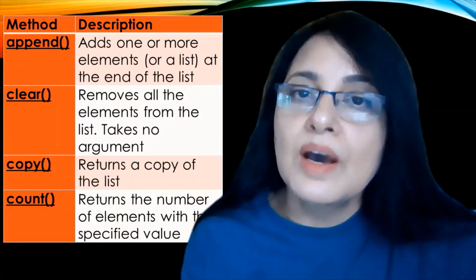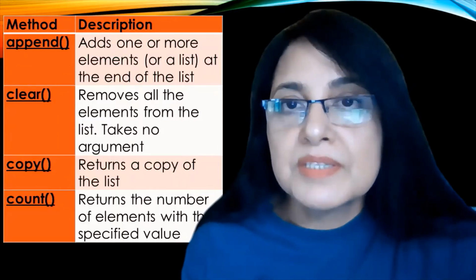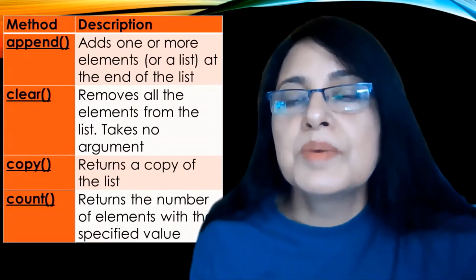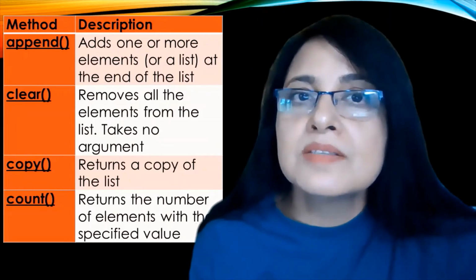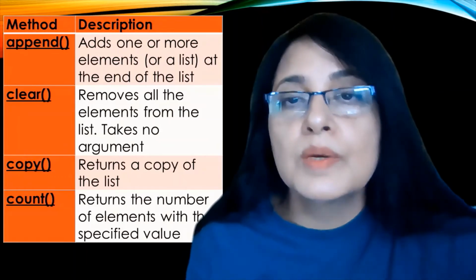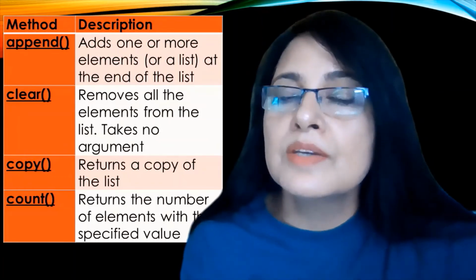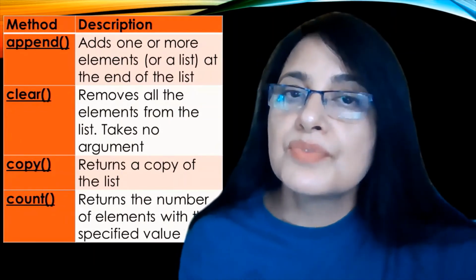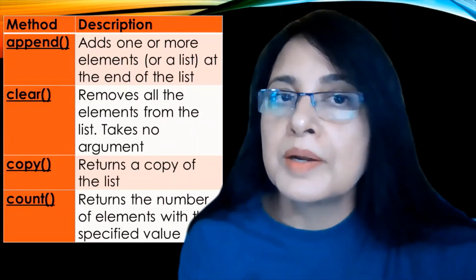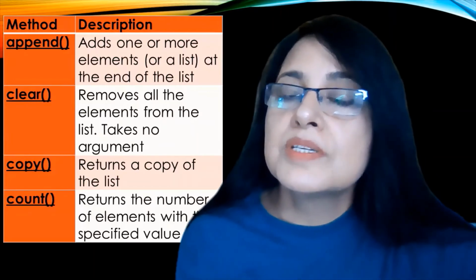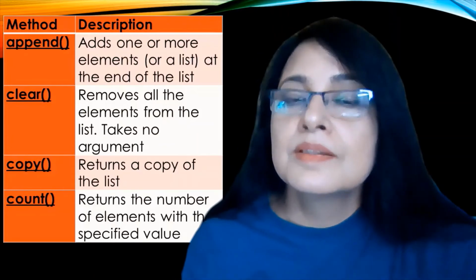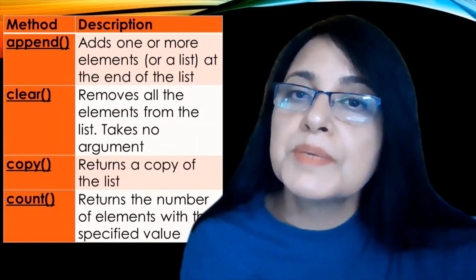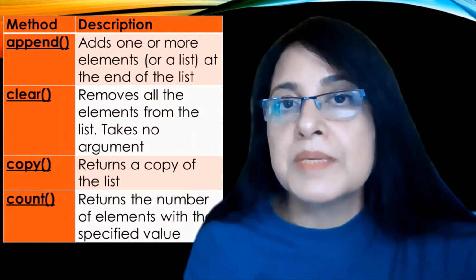We'll now look at some methods which are specific to lists and they help manipulate lists. The first one we're looking at is append, which adds one or more elements. It can also add a list at the end of another list. The clear method removes all the elements from the list. It takes no argument. Copy returns a copy of the list. The count method returns the number of elements which we have specified as value in the parameter.